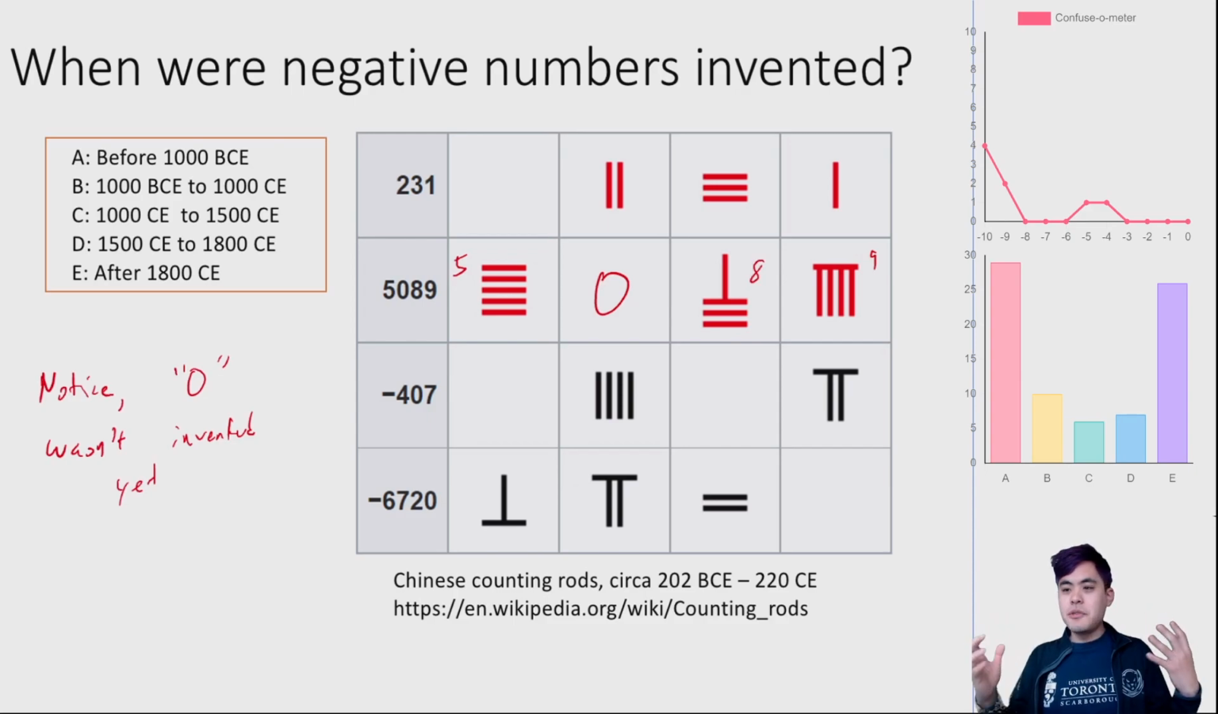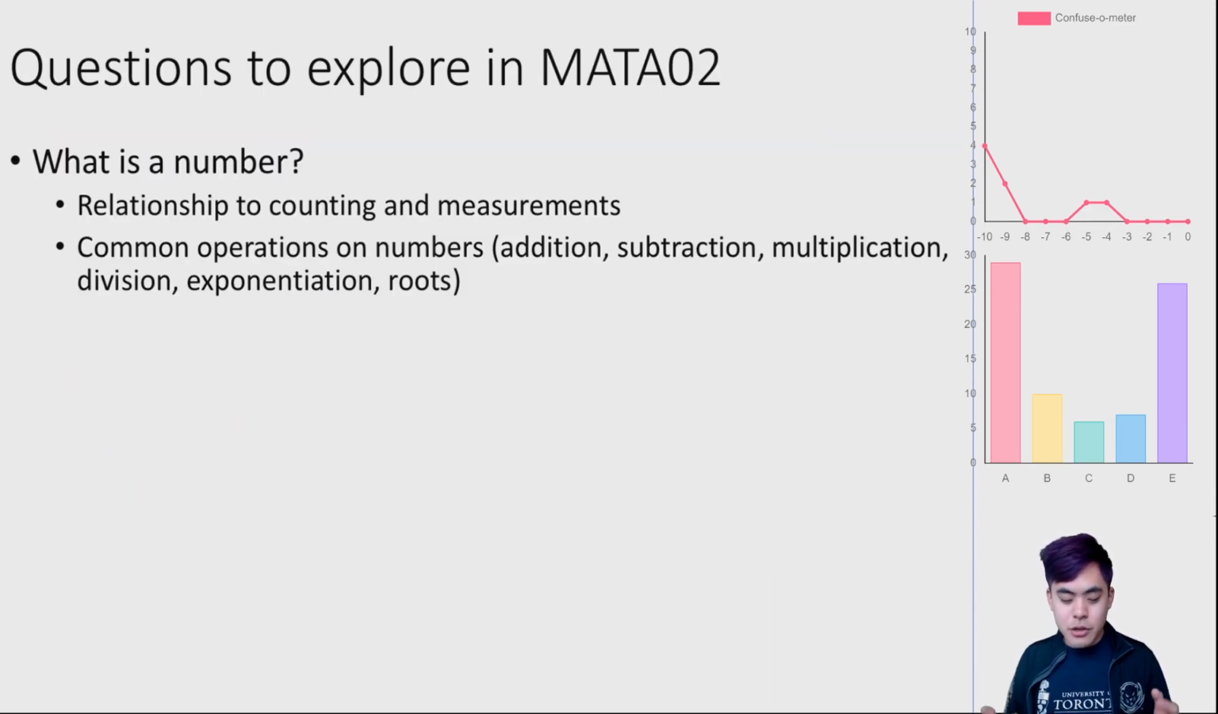Now this sort of history lesson gets back to one of the basic ideas of the questions we're going to be exploring in MATA02. So, what is a number? Why do we use them? What is its relationship to things like counting and measurements? What are common operations on numbers? You have obviously heard of addition, subtraction, multiplication, division, exponentiation, and roots. But where do those ideas come from, and why did mathematicians either invent them or discover them, depending on what philosophy of math you subscribe to?